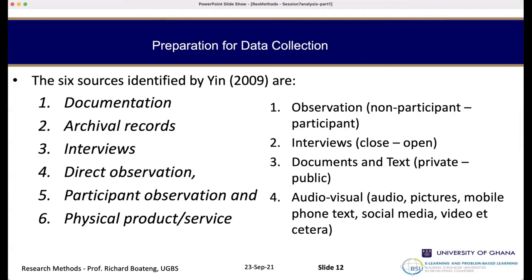But Yin talks about the fact that there are six sources: documentation, archival records, so you separate documentation from archival records, and then you have interviews, direct observation, participant observation, and physical product or service. The physical product or service is what we call artifact examination, where you examine a physical product or you can examine a service.